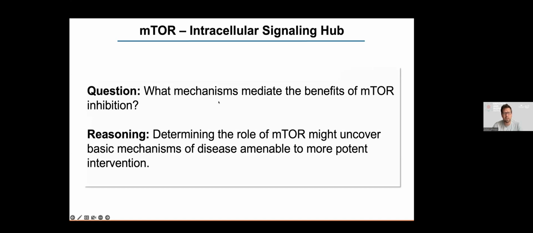So again, we found that blocking mTOR rescued disease, but at the time we didn't know what the mechanism was. So why have we been going after this for the past nearly a decade? Well, our rationale has been that if we can determine the role of mTOR in these findings, how is it that mTOR inhibition is rescuing disease? Perhaps we can uncover some more basic mechanisms of the disease itself and maybe identify some more potent targets for intervention.